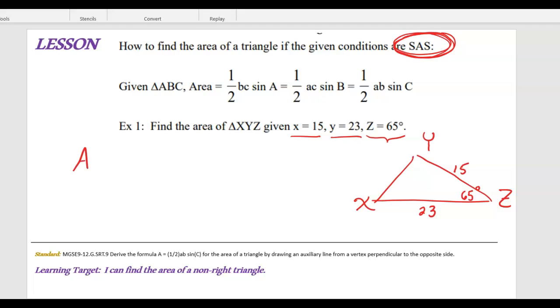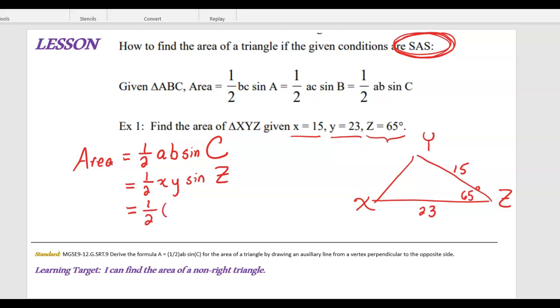So the area formula says 1/2 times one side times another side times sine of an angle. It doesn't matter what we call A or B or C. In this case, we're actually doing 1/2 times X times Y times sine of Z. Once you make a sketch, honestly, all you're doing is 1/2 times 15 times 23 times sine of the given angle. It's a really easy formula.